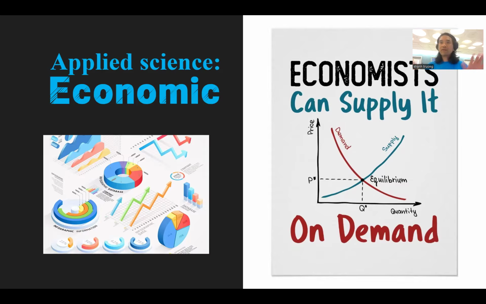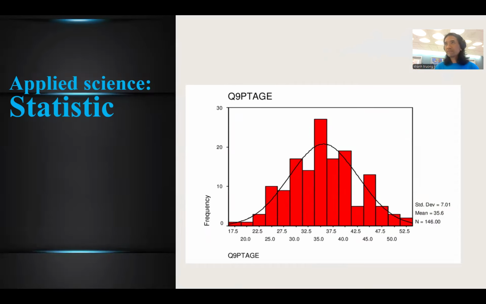Supply and demand is a graph. Okay, it's a classic graph. And then let's move on to statistics, right? Statistics is actually a well-known subject that is basically applied mathematics. Okay, and they talk about the normal distribution. They study the population, things about the population, right?